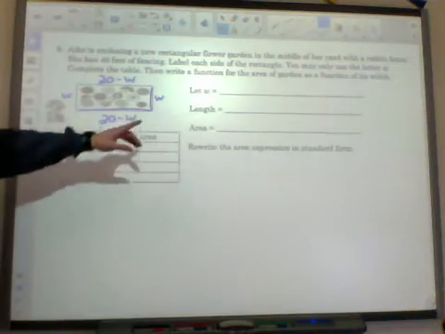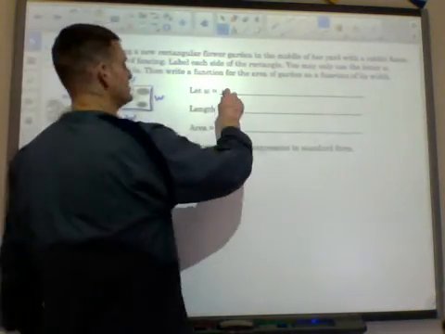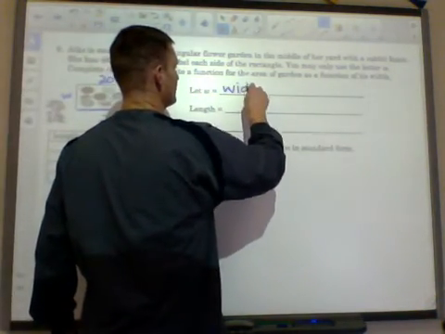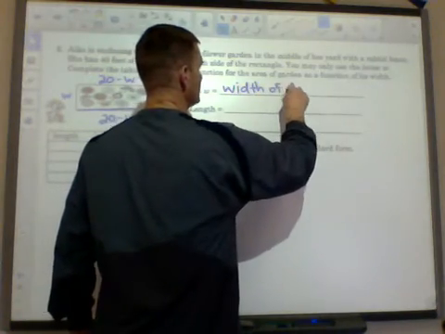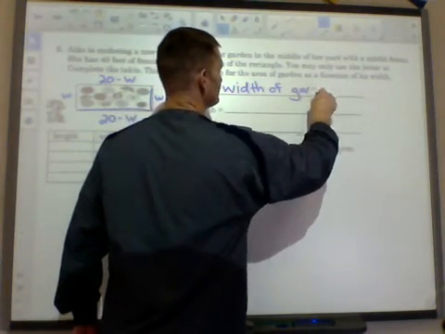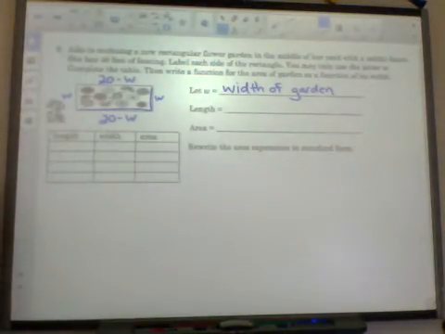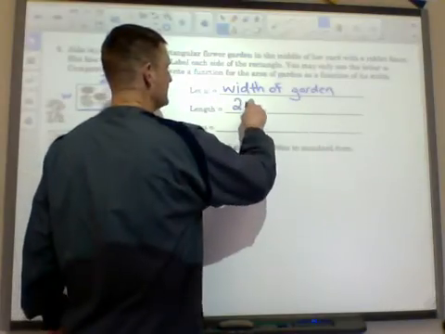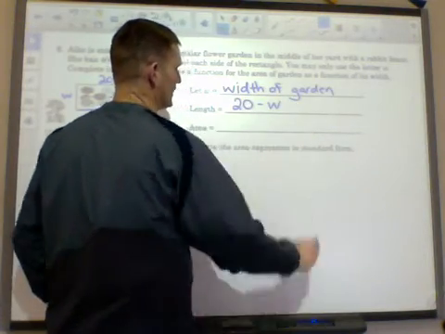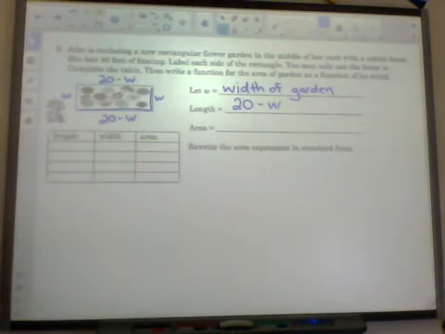So what's W? W is width of the garden. Width of garden. What am I going to say for length? Don't you dare put L in there. It's 20 minus W. Remember we learned last week, you don't put 40 minus W in there. It's 20 minus W because you're only dealing with half the rectangle when you talk about that 20.